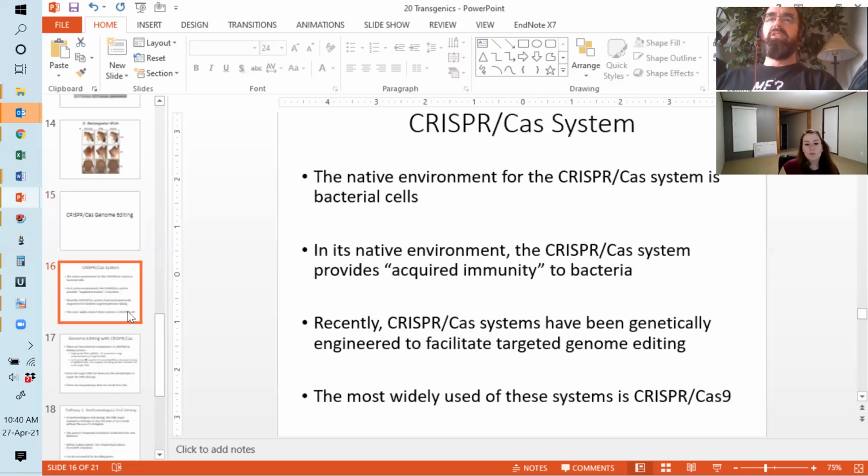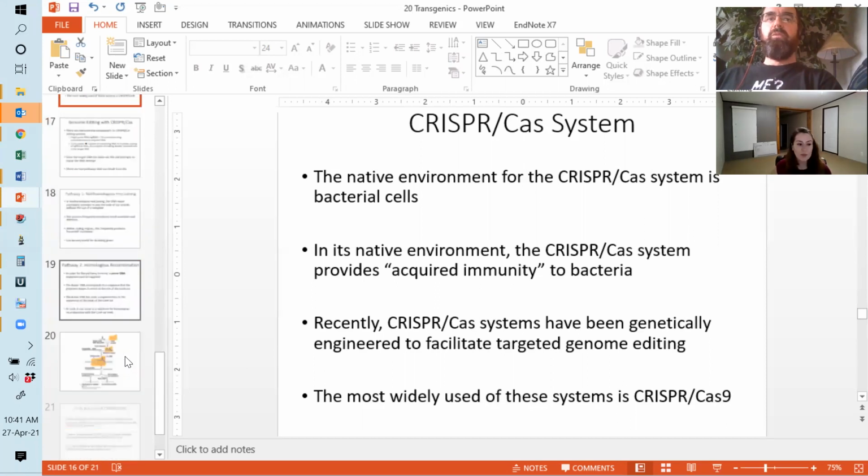And so this is actually a kind of acquired immunity for bacteria. Different types of bacteria use this for recognizing when they've been infected by a virus. They keep a little bit of that viral DNA and they stick it into their own genome in a cassette. And they basically use that to recognize when they're getting infected by another virus, right?